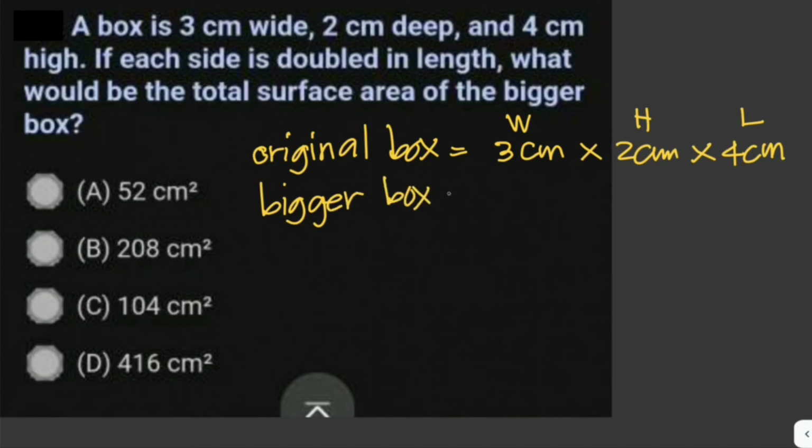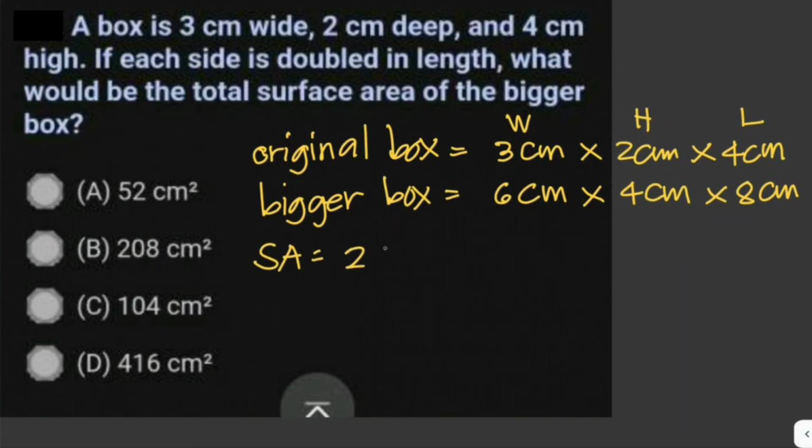It says here if each side is doubled in length, so the bigger box measures 6 centimeters by 4 centimeters by 8 centimeters. And now to solve for the total surface area of the bigger box, that would just be equal to 2 times the length and width plus 2 times the length and height plus 2 times the width and height. And now we can just plug in all the values given.